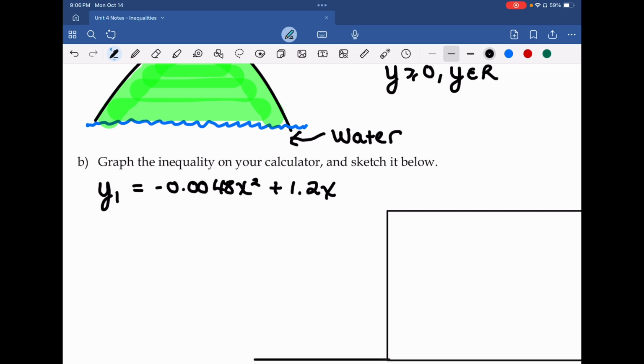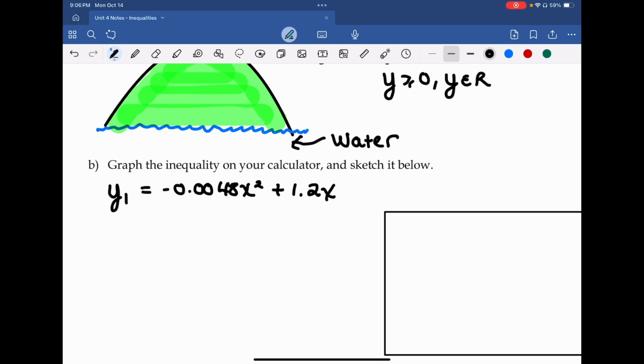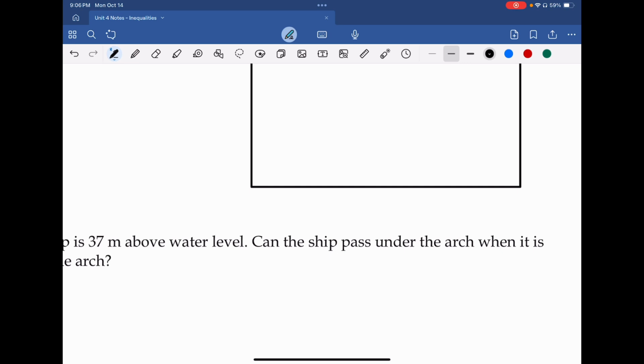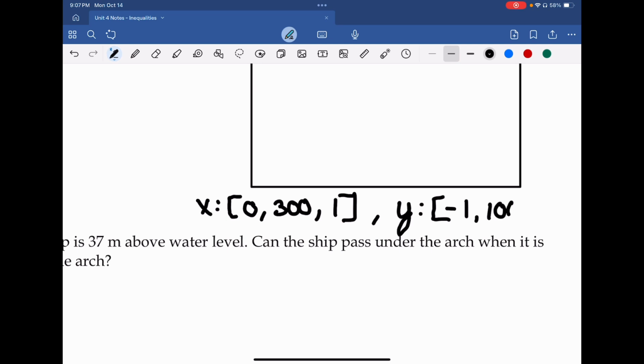Now I'm going to give you some window settings just to help you out here. In your window settings, these are what you're going to want to type in. I'll do them just below the box where we're going to represent our graph. First and foremost, this is going to be 0 for x minimum, 300 for x maximum, and 1 for scale. For the y values, the min, max, and scale, it's going to be negative 1, 100, and then 1 for the scale.